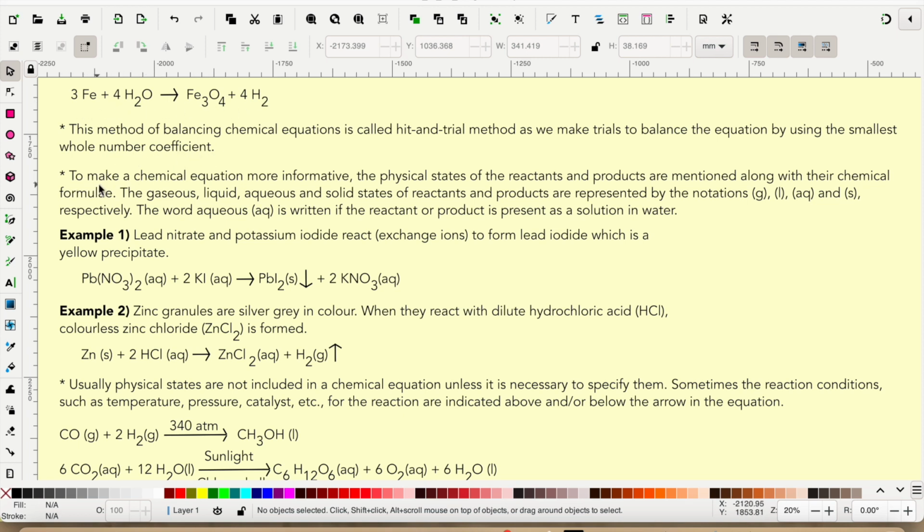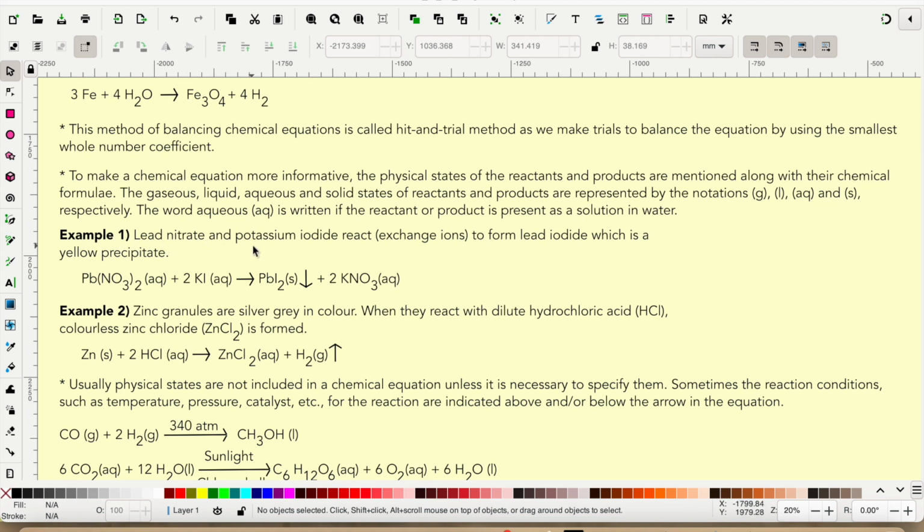To make a chemical equation more informative, the physical states of the reactants and products are mentioned along with their chemical formula. The gaseous state is represented by small g, liquid by small l, aqueous by aq, and solid state by small s. The word aqueous, aq, is written if the reactant or product is present as a solution in water. Let us see this example.